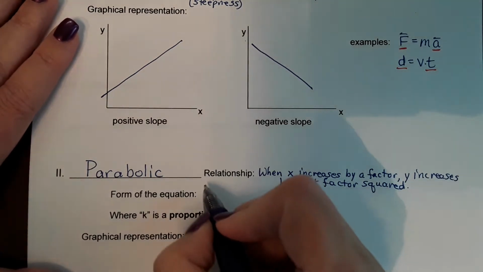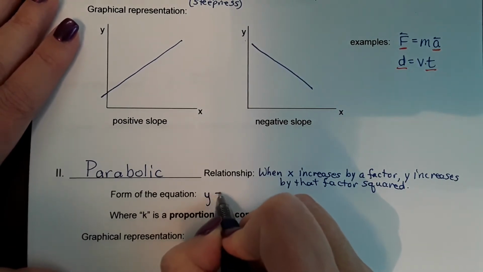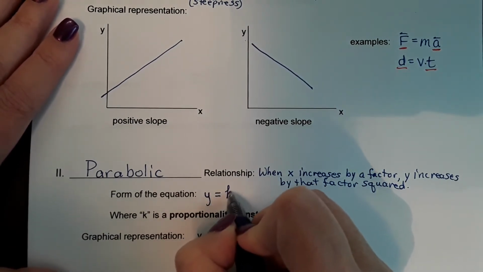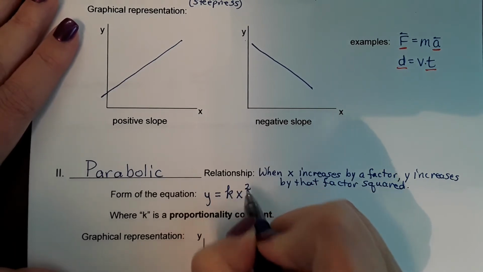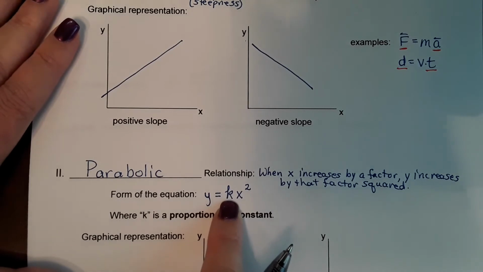Okay? The form of the equation of the relationship is y equals kx squared, where k is just a physical constant. I believe in your algebra classes they teach you that it can move the vertex of the parabola around on the graph, but it is a physical constant, okay? It's not a slope, because you can't find a slope for a parabola.